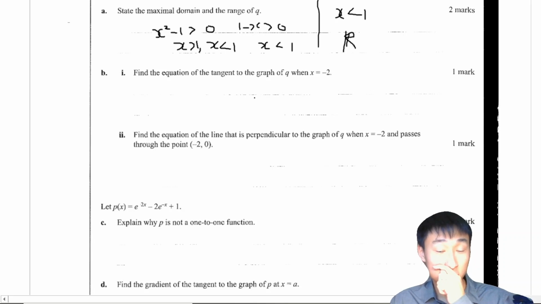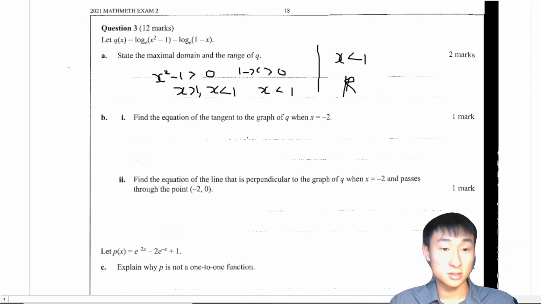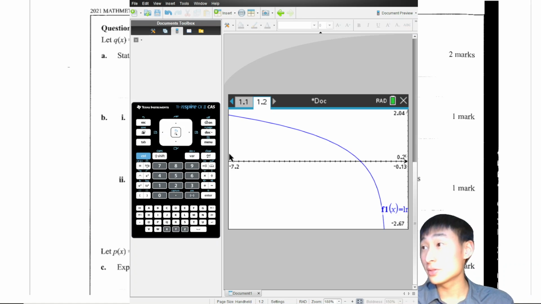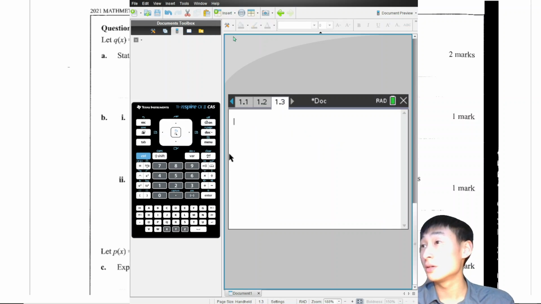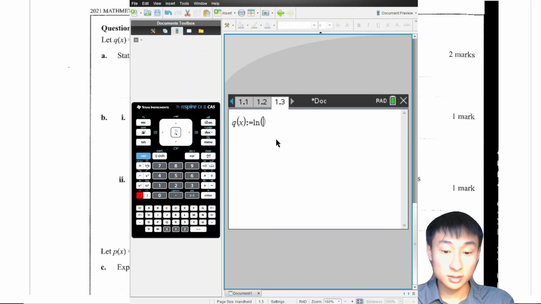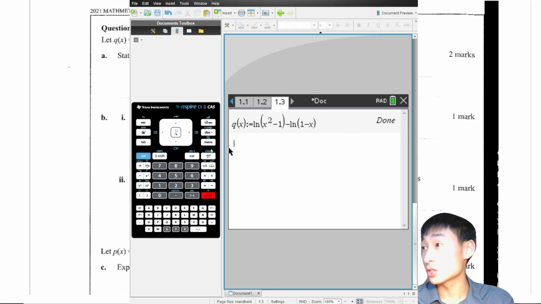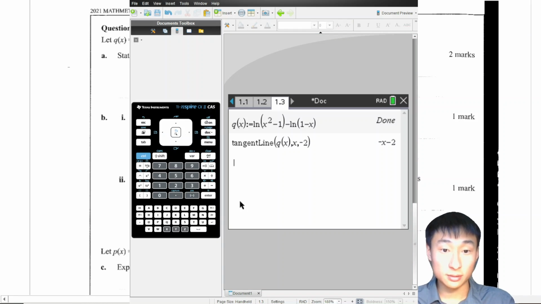Find the equation of the tangent to the graph of q when x is equal to -2. I'm going to define my function and then just use the tangent line command. So q of x equals x squared minus 1 minus ln of 1 minus x, and then tangent line for q of x at x equals -2. You end up getting y equals -x, and that looks about right from our graph.